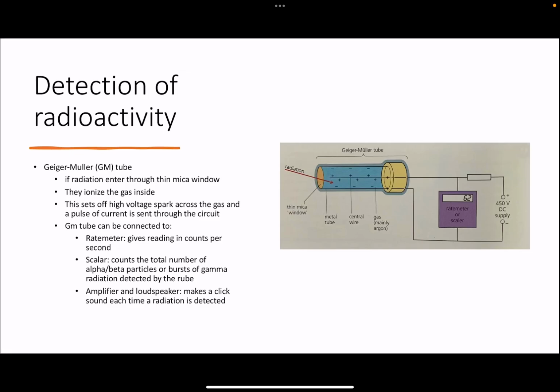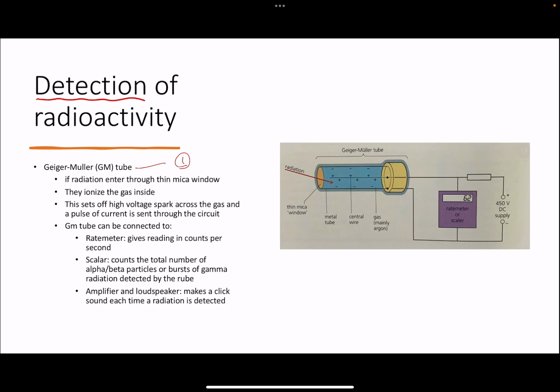All right. So, continuing with part 4 of this series, now we are going to look at the detection of radioactivity. If you have alpha, beta, or gamma radiations in a room, how would you be able to tell? What is the way in which you can detect these radiations? So, the first thing that we're going to use is something called a GM tube, a Geiger-Müller tube.